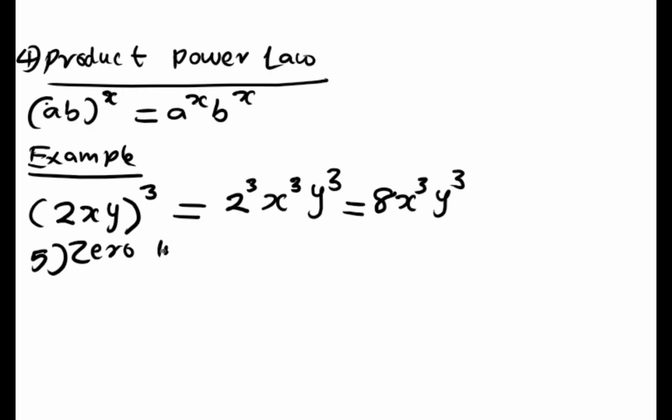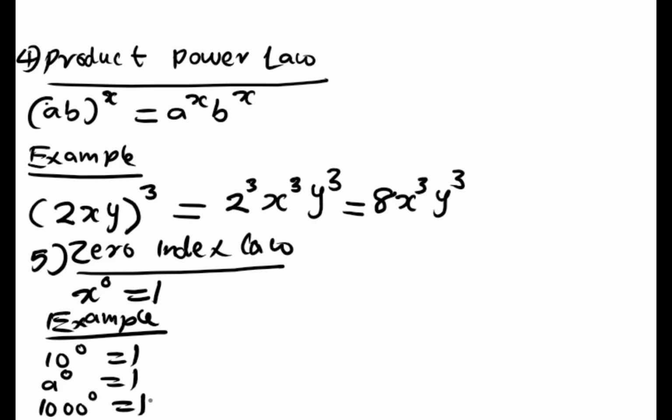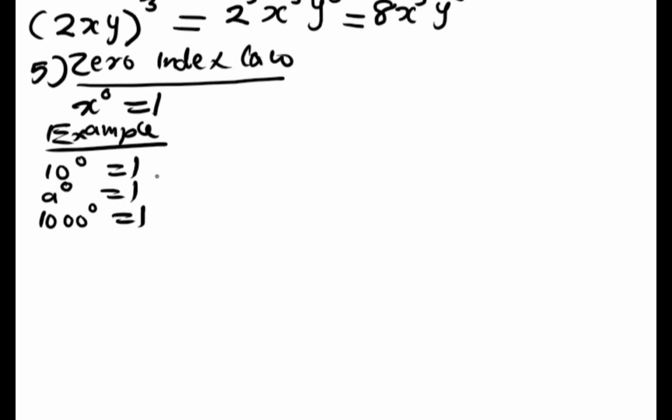Zero index law. This law says that anything raised to the power of 0 is 1. Now let's take examples. We have 10 raised to the power of 0 is 1. A raised to the power of 0 is 1. 1000 raised to the power of 0 is 1. So anything raised to the power of 0 is 1.